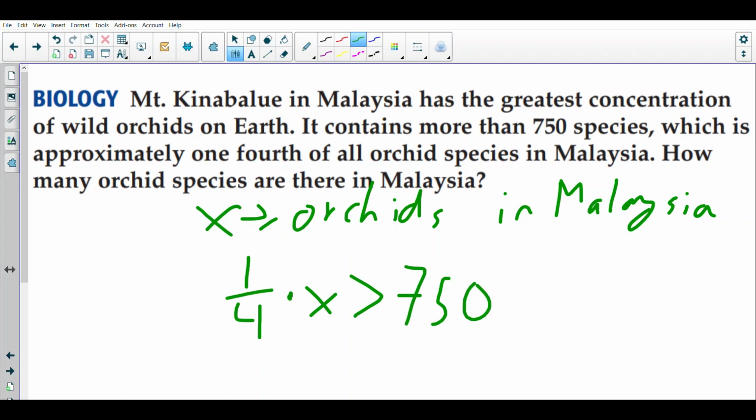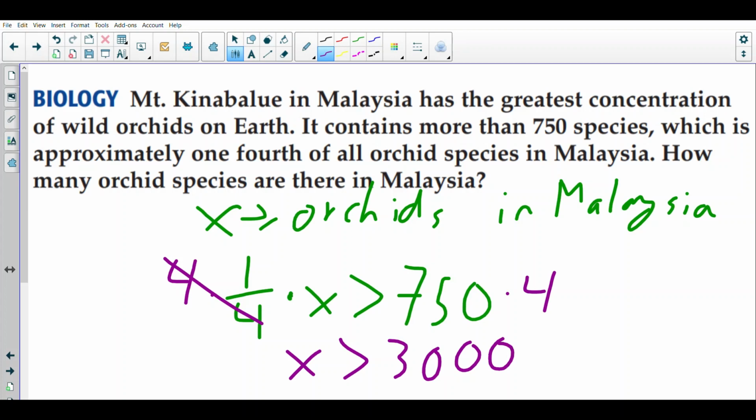All right. So now we just have 1/4 x is greater than 750. Now to get rid of 1/4, we multiply by its reciprocal. And to get rid of this fraction, we multiply by 4 on both sides. So we get x is greater than 750 times 4. So I get 3,000.